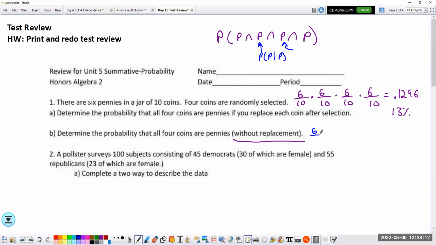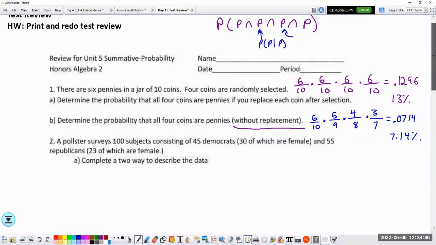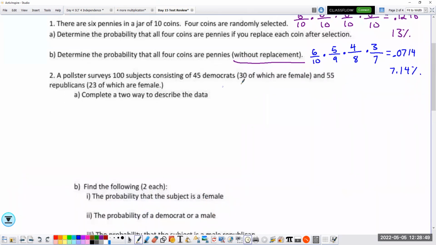So let's go. First penny. All 10 of them are there. Now I reach in, there are 9 total coins, but only 5 of them are pennies. If I have 2 pennies, there are 4 left on the third selection out of 8. Then there are 3 left out of 7. When I multiply all this together on my calculator, I get 0.0714 or 7.14%.